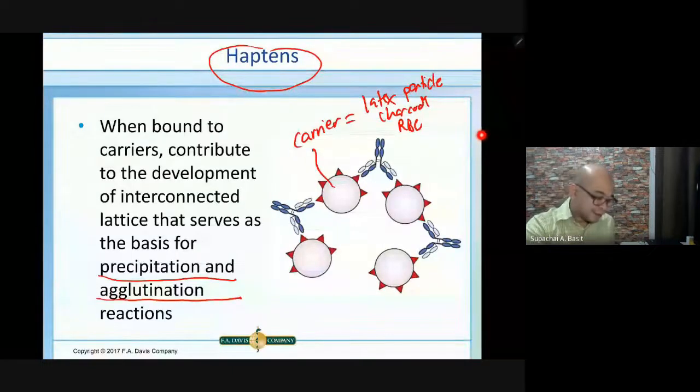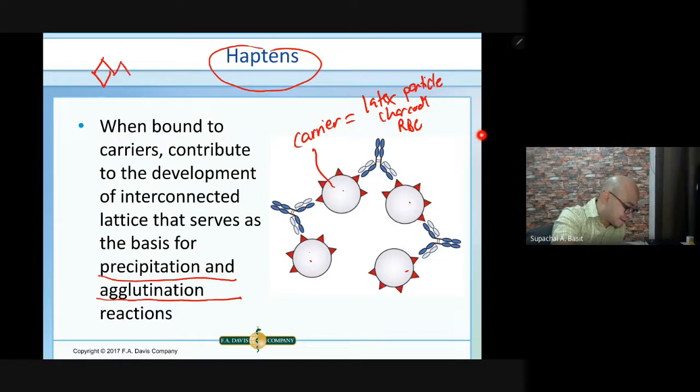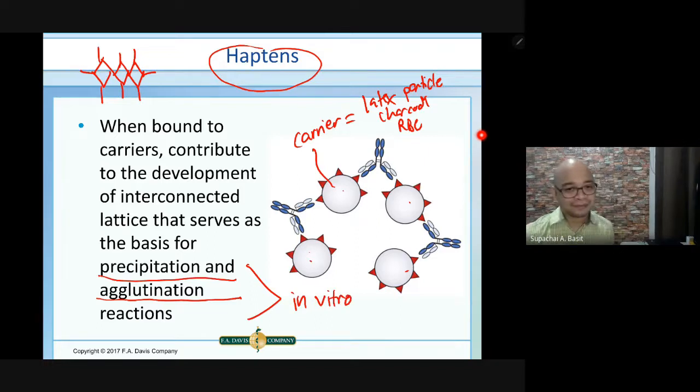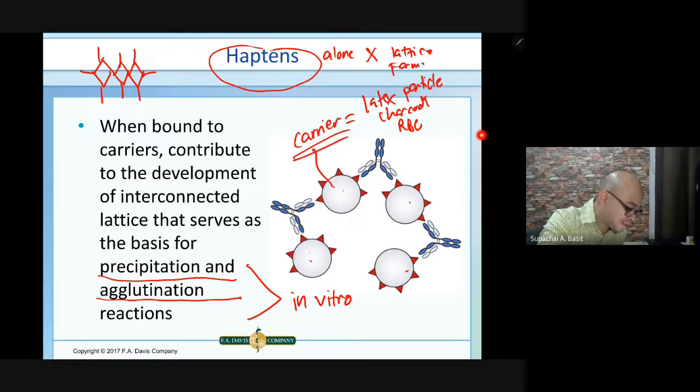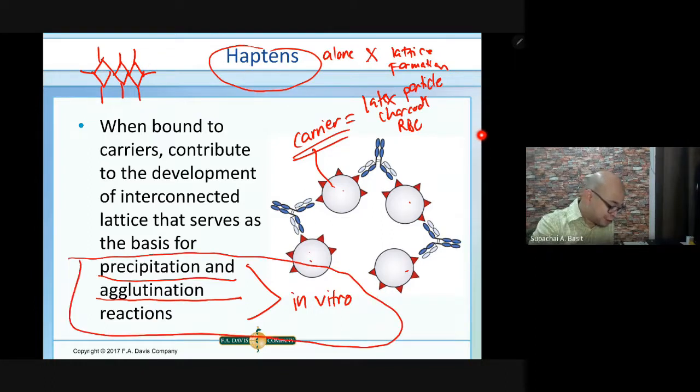So, when you say lattice formation, this is a lattice formation. If this is an antigen, and then there are corresponding antibodies, that's what you call lattice formation. Lattice formation will allow you to see precipitation and agglutination reactions in vitro, and that would only be made possible if a carrier is present. Remember, a hapten can bind with an antibody, but a hapten alone cannot result in lattice formation. And lattice formation is actually the basis for precipitation and agglutination reactions, which is also the reason why we can see them in vitro.